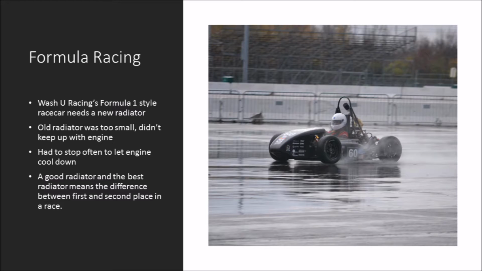WashU Racing built a Formula One style race car that particularly needs an adequately sized radiator. In past years, the team used a radiator that was too small. The radiator couldn't keep up with the driver, and after a few abusive laps around the track, the driver had to stop and allow the car to cool down.